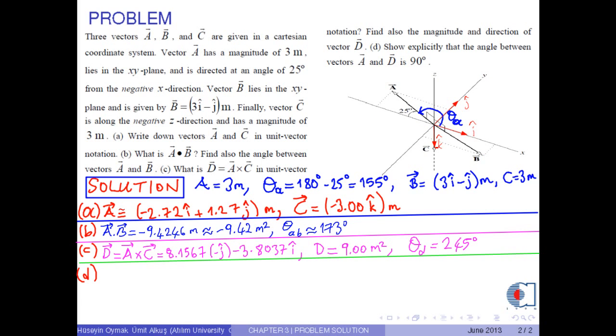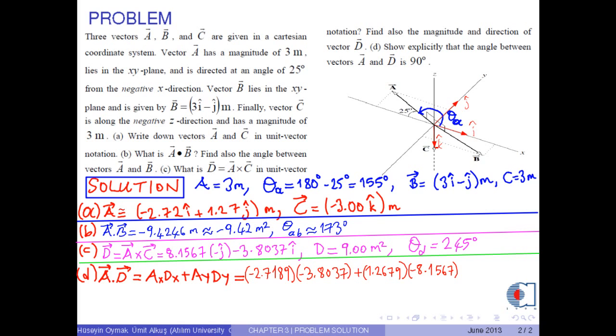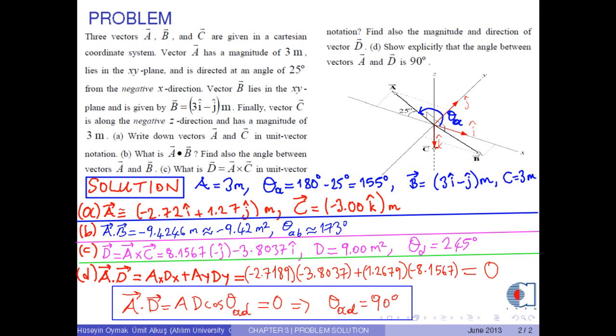To find the angle between vectors A and D, we use the following formula. If we insert the numerical values into this equation, we find that it is 0. Therefore, the angle between A and D is 90 degrees.